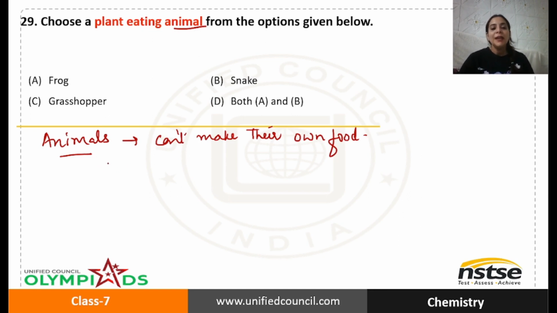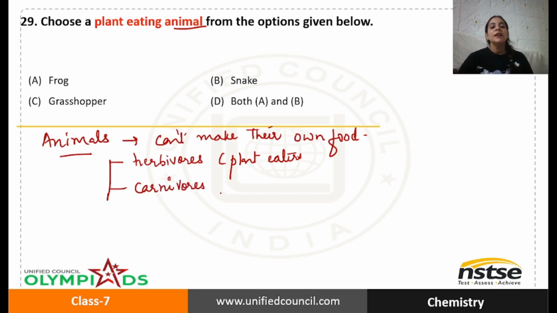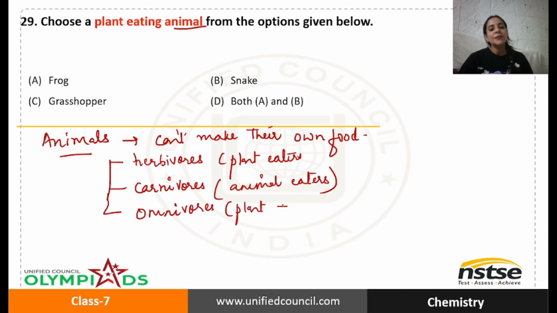So how do animals obtain their food? They obtain food in different ways. A few animals feed on grass, or you can say plants. We call them herbivores. So herbivores are basically plant eaters. A few animals are carnivores, like lion, tiger. They are animal eaters. They hunt and eat the flesh of other animals. And a few are omnivores, that is, they feed on both. They are plant eaters as well as they feed on the flesh of animals.